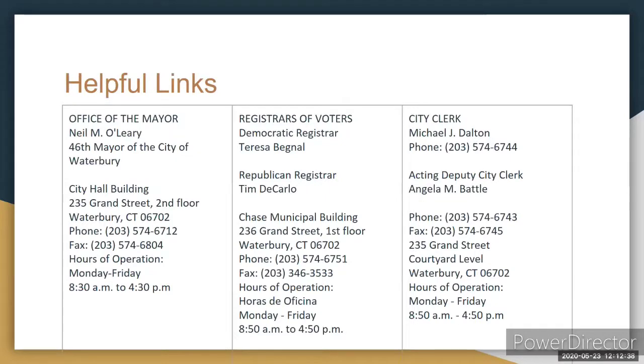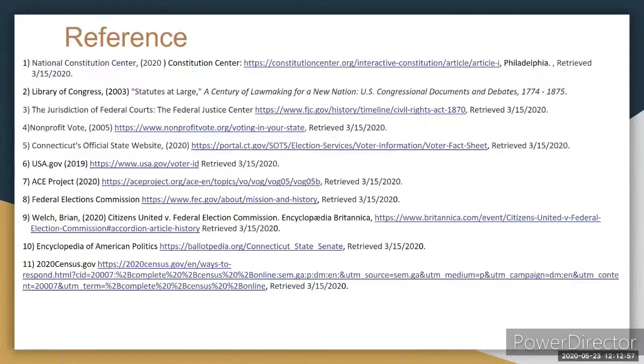Here are some helpful links. Contacts, the mayor, city hall, register of voters for both the Democrat and Republican. The municipal building, which has a lot of government offices, the city clerk. And pay attention, become familiar with the people that you employ, your local, state, and federal representatives. You pay them, hold them accountable.